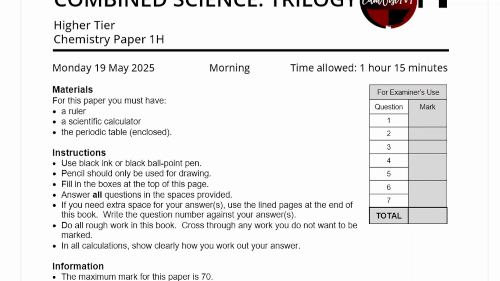Question 1 and 2 appear in the foundation paper as questions 6 and 7 as well. So if you are a foundation student, you'll be watching questions 1 and 2 as part of your video. So these two are the foundation tier papers. Right, let's move on to question number 1.